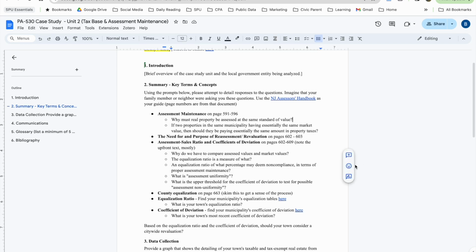So one thing I'm asking you to do as part of this week's case study is to find your municipality's equalization ratio and also its coefficient of deviation. And I want to just explain how to do that. So what I'm going to do is click on the link here, and what I want you to do is find your county.